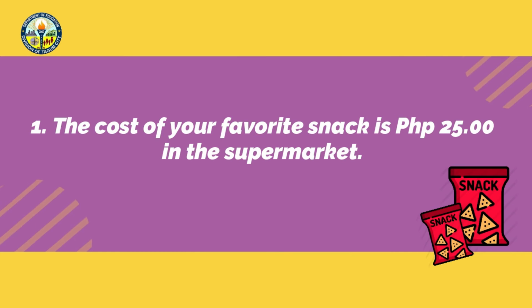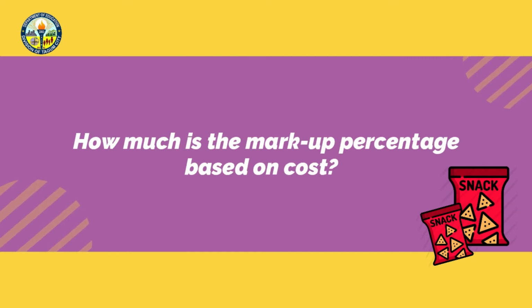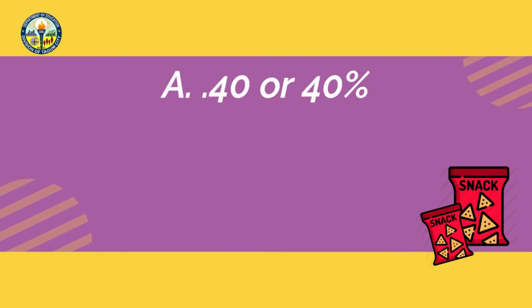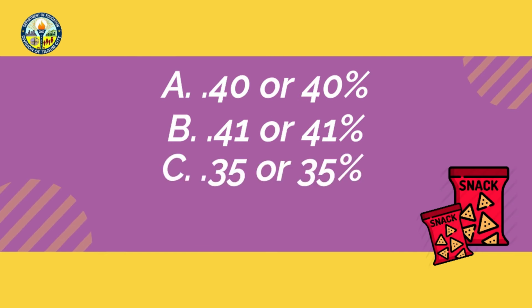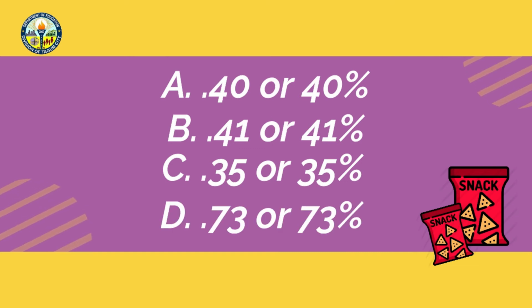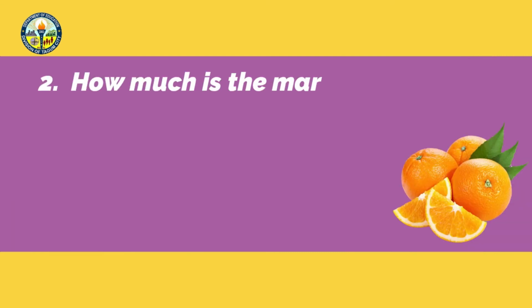Number 1. The cost of your favorite snack is 25 pesos in the supermarket. You figured out that your canteen is selling it for 35 pesos. How much is the markup percentage based on your cost? Letter A, 40 or 40%. Letter B, 41 or 41%. Letter C, 35 or 35%. Letter D, 73 or 72%. The correct answer is letter A, 40 or 40%.